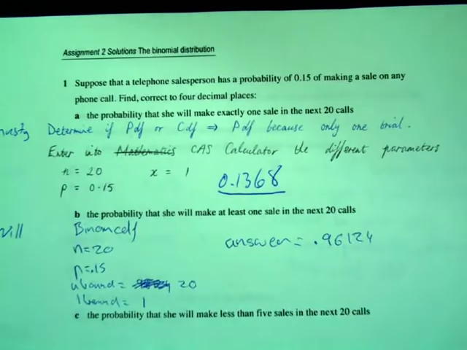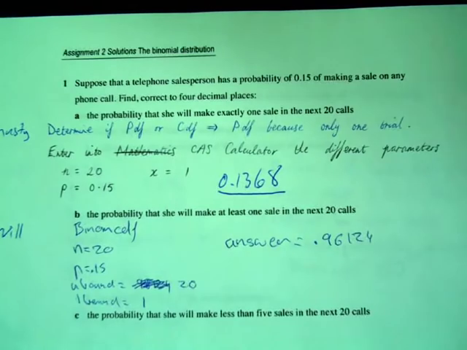Okay, question part 1B, the probability of at least one sale in the next 20 calls. Well, it was at least one, so I knew there were two bounds, the upper bound which was 20 and the lower bound which was 1. So that means it was a binomial CDF. I put that in the calculator as n is the number of trials, which is 20. The probability we were given is 0.15, the upper bound is 20, the lower bound is 1, and the answer we got was 0.96124.